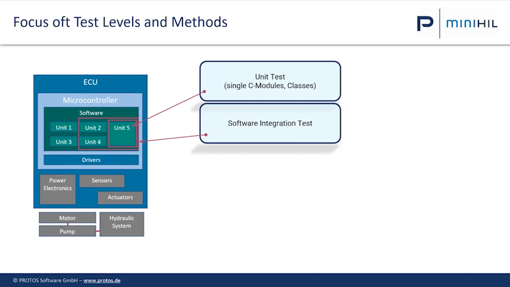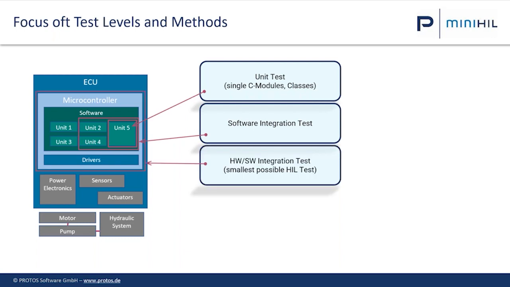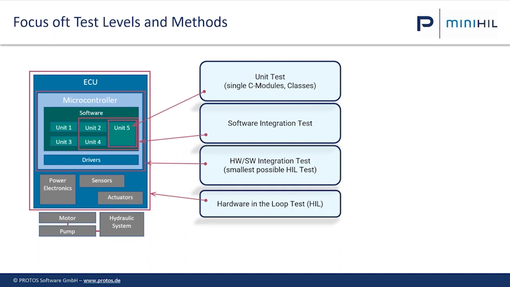On the next level would be the smallest possible hardware-software integration test or the smallest possible hardware in the loop test. For example, if you take the microcontroller with the complete software stack and the drivers as a black box, you can use this black box to run a hardware-software integration test. The next level would be a big hardware in the loop test that already contains much more of your ECU or the complete ECU with the power electronics, with sensors, actuators, and so on.